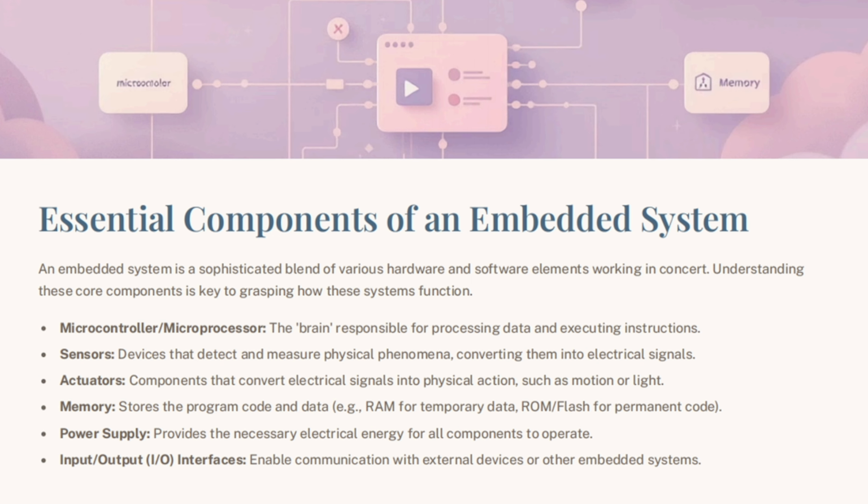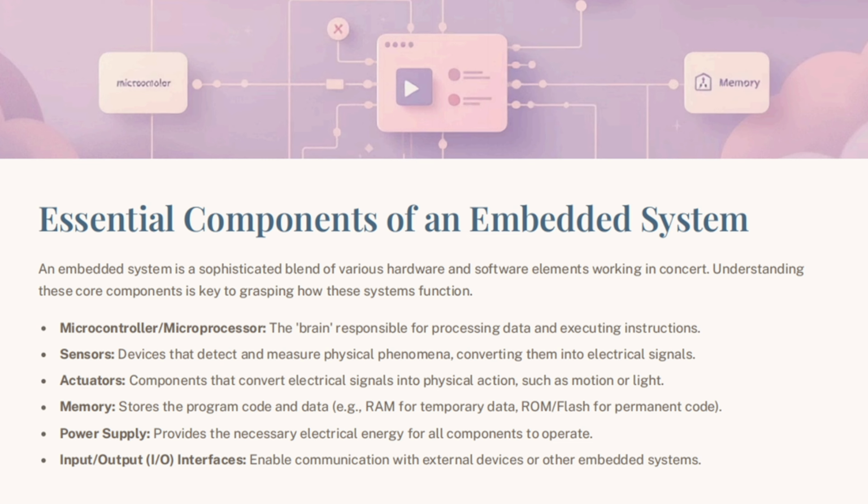Sensors. These are input devices that detect physical phenomena like temperature or motion and convert them into electrical signals for the processor to understand. Actuators. This component performs the opposite role of sensors: they take electrical signals and convert them into physical actions, such as turning a motor or switching on a light.